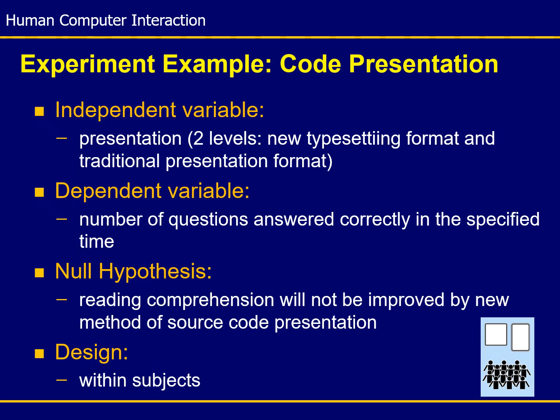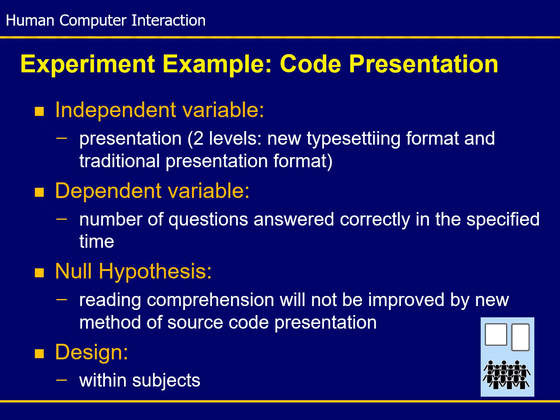And the number of questions answered correctly is the dependent variable they are measuring. That's what they are measuring. How many questions were answered correctly? Now the null hypothesis obviously is that reading comprehension will not change between the old and the new. It's going to be the same. And what they did is they used within subjects design. So all participants did the whole experiment.